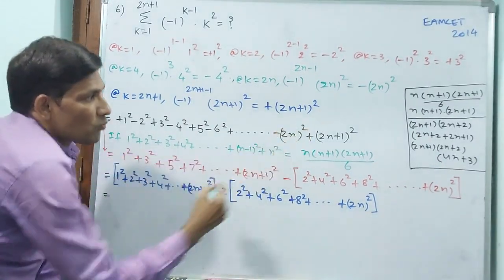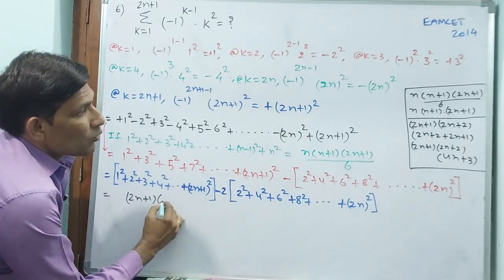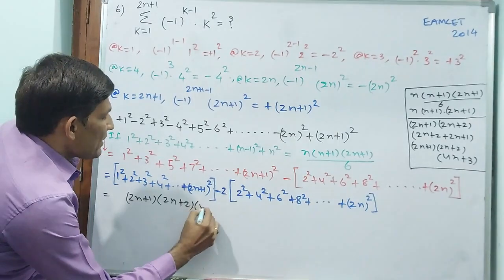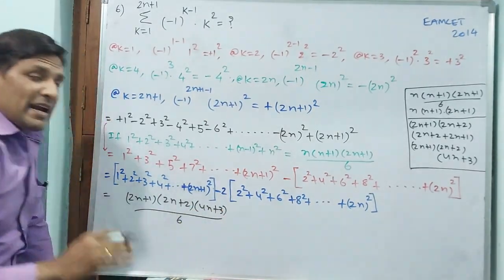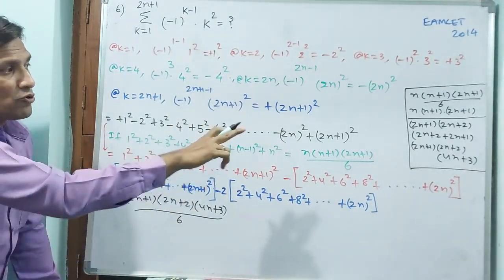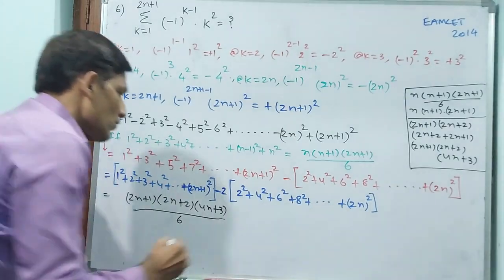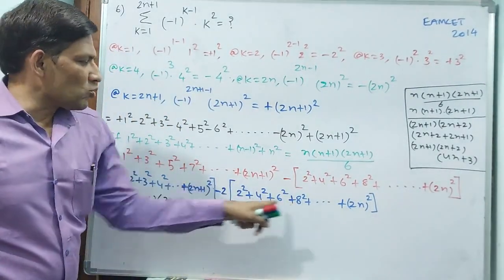You see 2n plus 1 into 2n plus 2 into 4n plus 3 divided by 6. See, denominator is same, but numerator like this it will change. Okay. Then you see here also what I am doing, I am taking 2 square common.